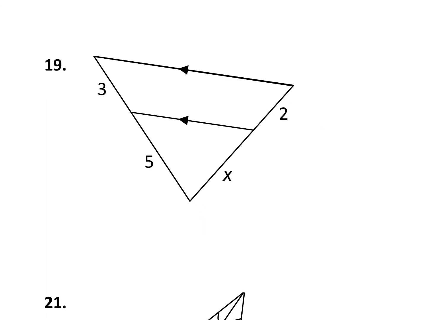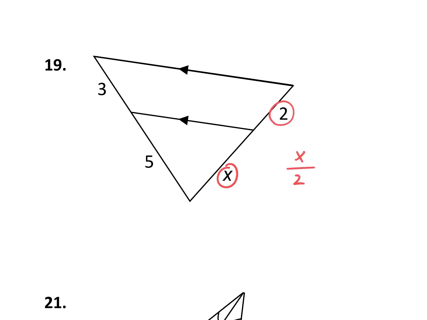Moving on to number 19. 19 is going to use that side splitter theorem because we have 2 pairs of parallel lines, or really 1 pair of parallel lines. But it doesn't really matter where you start. I'm just going to choose to start with this x here. If I start with x, the side that it's being split with is this position of 2.